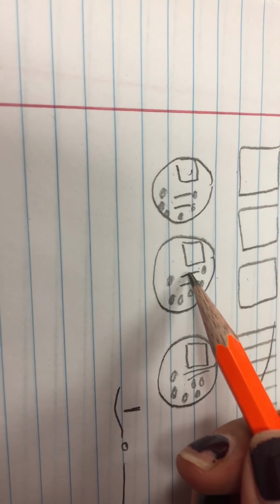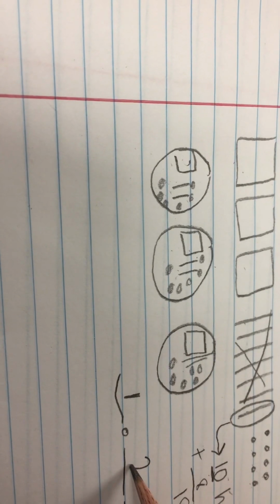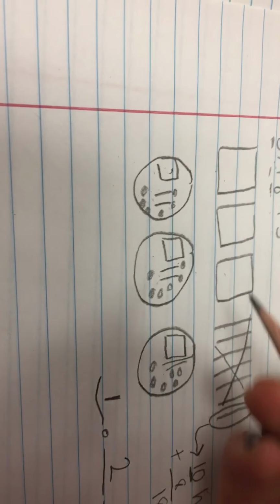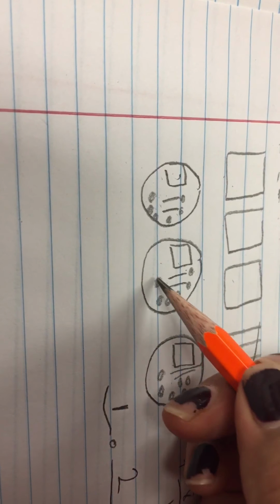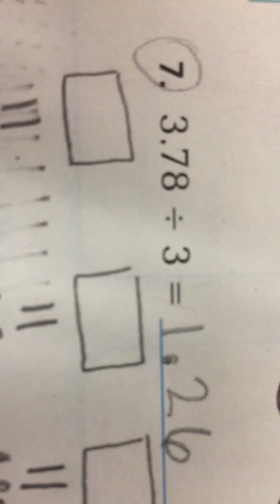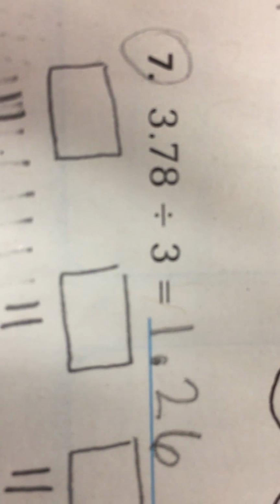How many ones do we have in one group? We have 1. How many tenths do we have in a group? We have 2. How many hundredths do we have in a group? There are 6. 1, 2, 3, 4, 5, 6. So our answer is 1.26. Is that what I wrote here? Yep, 1.26. Write that in your assignment here.